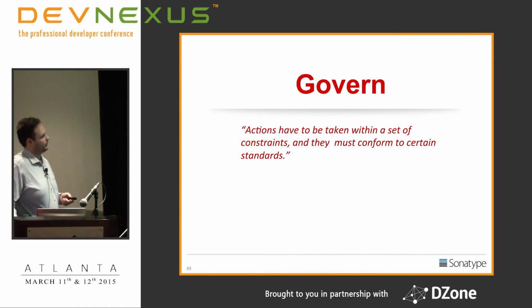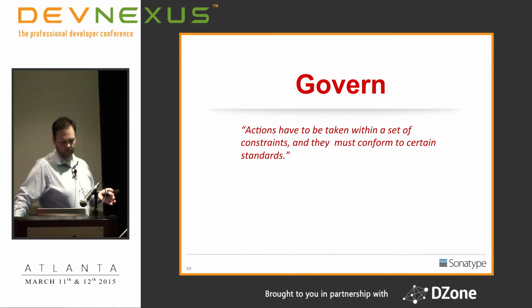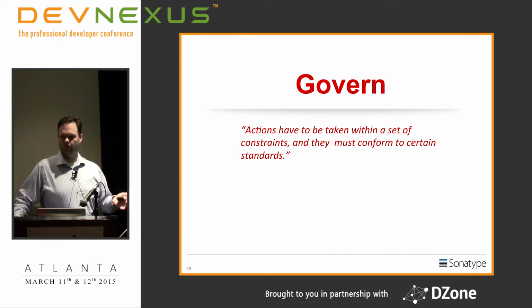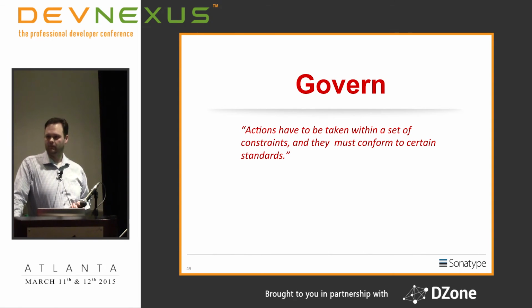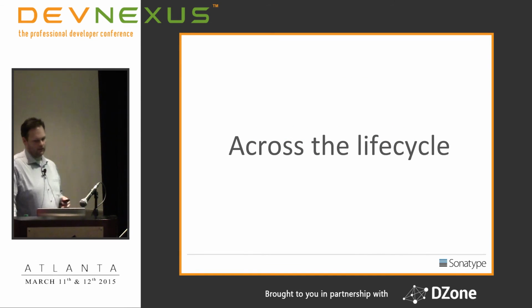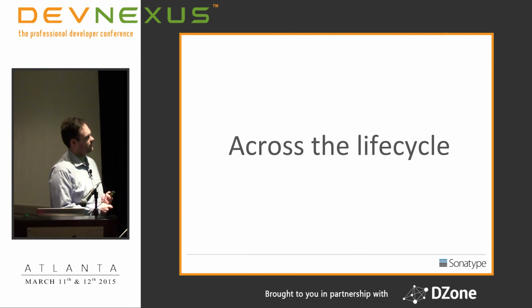Now, this part is important because even though we've done the data, we've made awareness, and we've empowered people to fix it, sometimes you still need a little bit of a stick approach to get people to start paying attention. And so you need a way to ensure that people stay within the boundaries that you've defined for them. And so you need to be able to govern this in multiple different ways, but specifically you need to govern it across the life cycle.